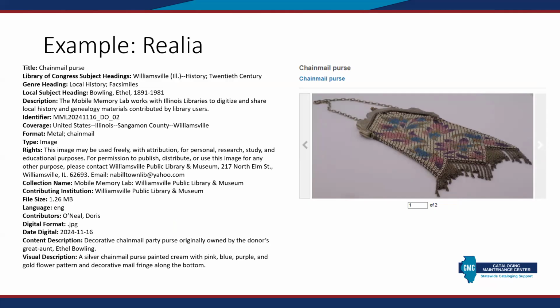The fields in this record are title, Library of Congress subject headings, genre heading, local subject heading, description. As with the photograph record for Marshall Public Library I showed earlier, this description field is used for a description of the collection itself. Identifier, coverage, format, type, rights, collection name, contributing institution, file size, language, contributors, digital format, date digital, content description, and visual description.